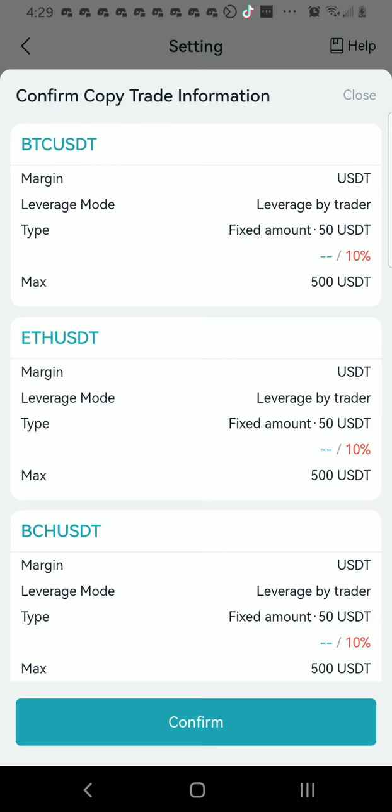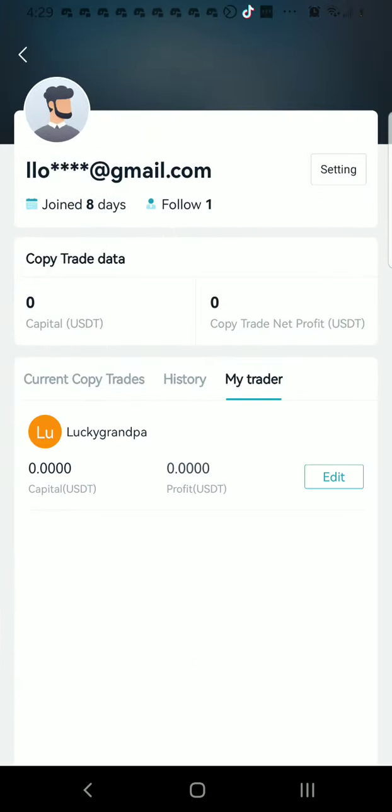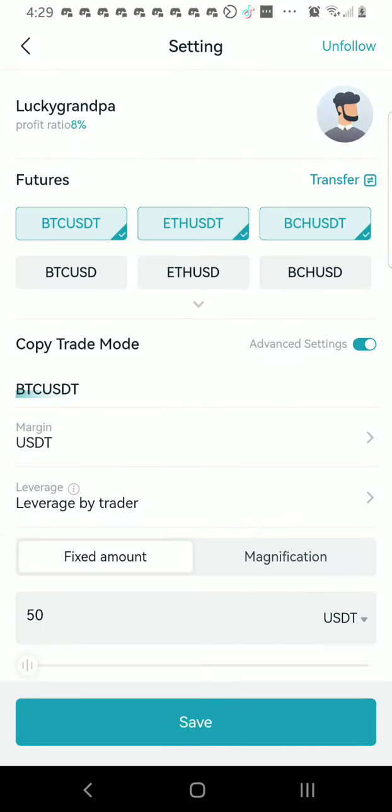So fixed amount. Your fixed amount is 50 and then your stop loss is 10%. That 10% is cross margin, so that's taken from your $500. And then you confirm. So this is the one you're following now. And this is your account, and you can edit anytime.